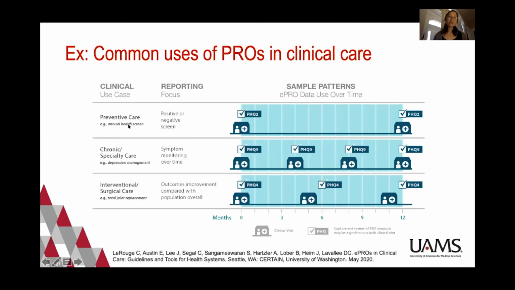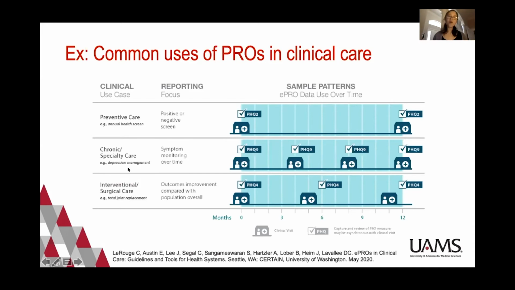For example, this is just an example of how we use patient-reported outcomes, or collect patient-reported outcomes, in clinical care as a preventive care to monitor depression or distress in a patient. So we just administer the PHQ once a year, or annually, at the wellness visit.